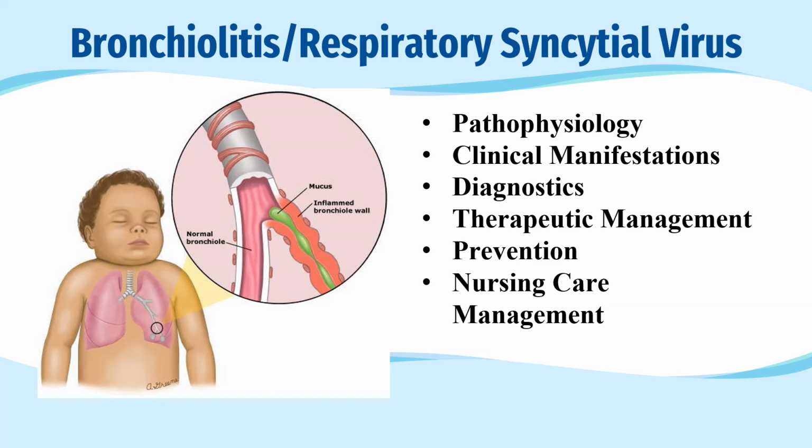Now, RSV, anybody can get this at any age. In adults, it usually just presents as a common cold, but it can be much more severe in children and especially in infants because their airways are smaller. This is because RSV causes inflammation of the airway, and it also causes increased mucus secretion in the bronchioles, so that obstructs the flow of air.